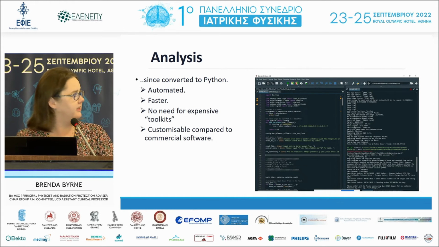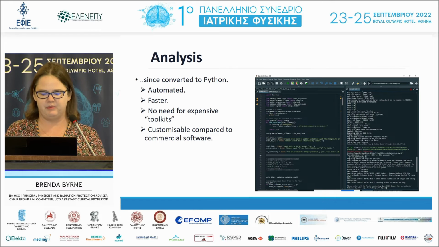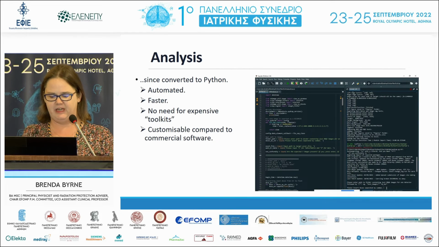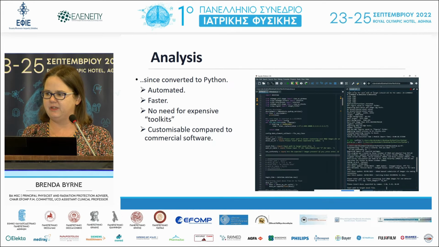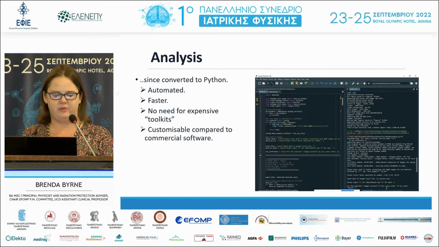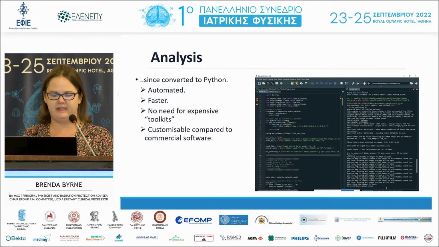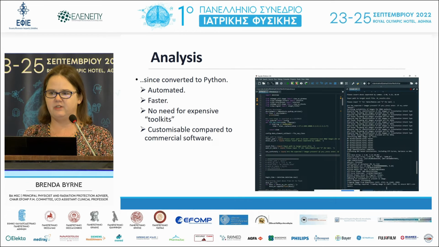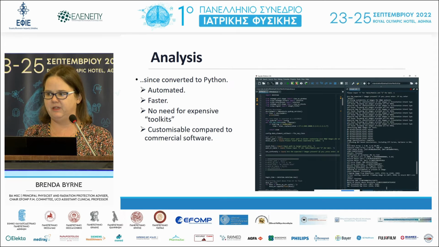And if you see here, I don't know if you can see my colleague Dave, it's difficult to see, but while I'm talking, he's actually typing in all the data that you need. So we type in the doses that have been used, the file directory where the images are, and then the Excel spreadsheet. So there are just 3 inputs that need to be added into the Python system. It's fully automated, it's much quicker, and there's no need for any expensive toolkits. And it's also much more customizable compared with commercial software.